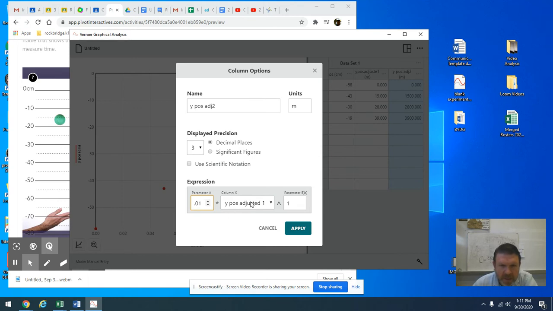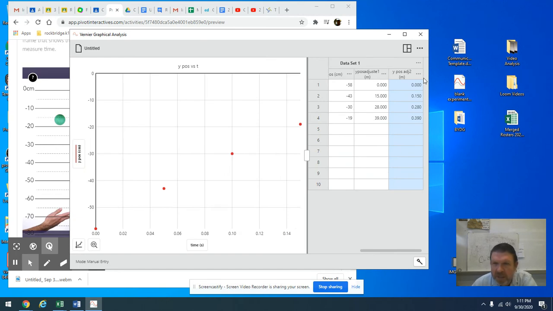And then raise that. Oh, I guess this will work, right? Multiply by that and then raise it to the first power. That's good. So does that look all right? There we go. Now I've got my positions in meters.